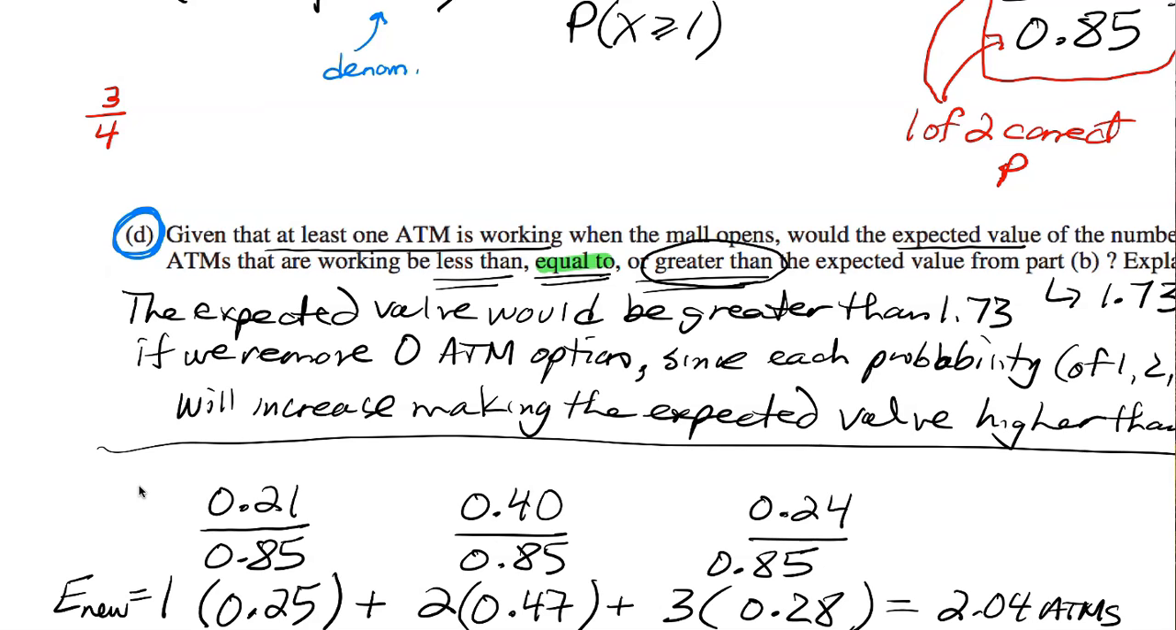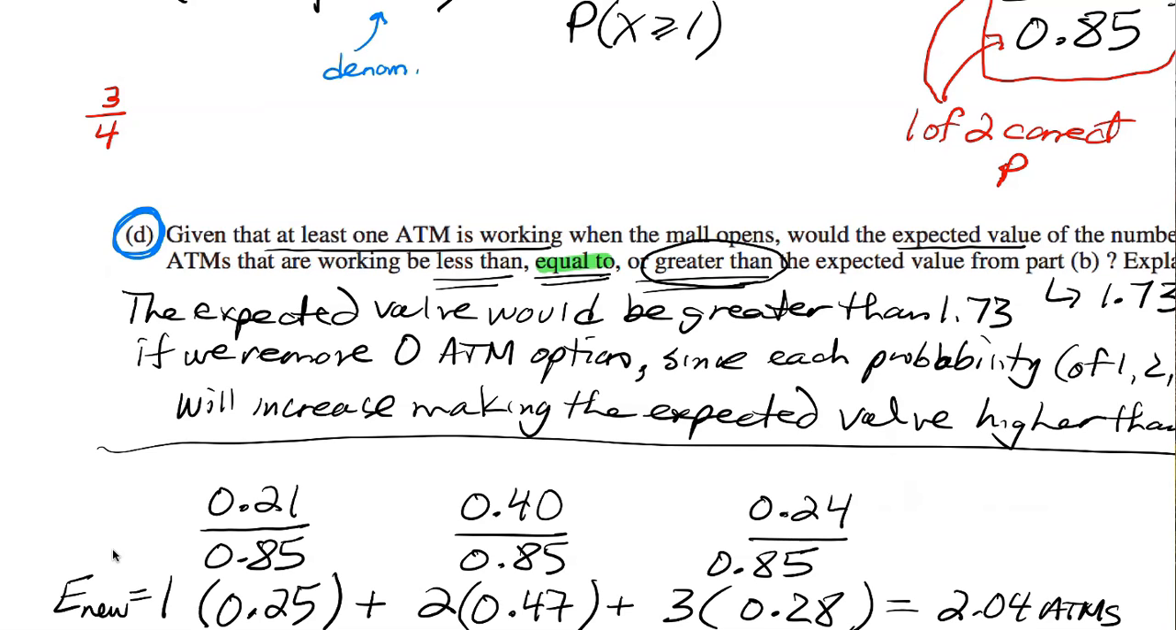So I hope it makes sense. If you're expecting 1.73 ATMs to be working, and you remove the possibility that zero are working, then the expected number of ATMs is going to be greater than before. So if you're saying at least one is working now, then you'd expect that the overall number working is going to be higher. And with this calculation, you have 2.04 ATMs working, which is greater than the 1.73.